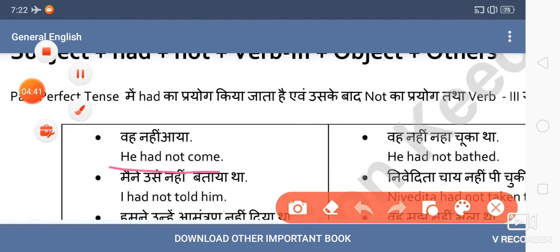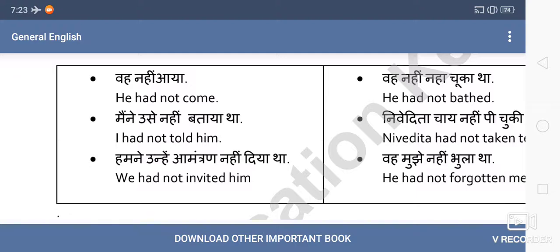Let's see one example. Subject is he, then had, then there is not after the auxiliary and before the main verb. So before the main verb and after the helping verb or auxiliary we use not. So this is a negative sentence. He had not been.